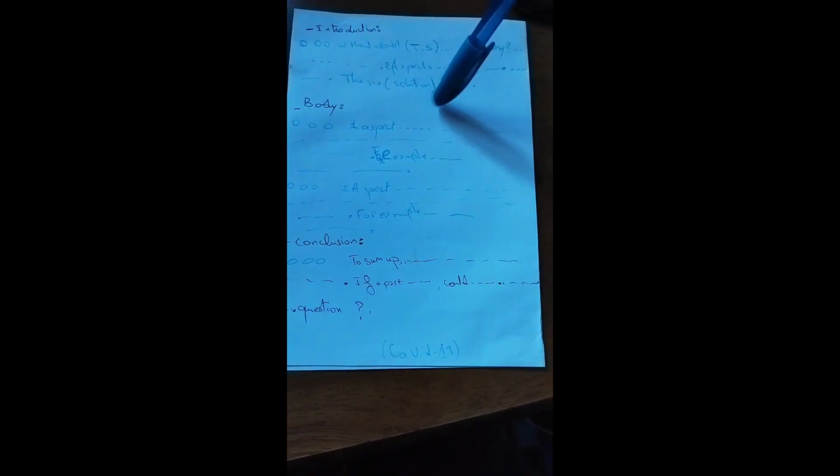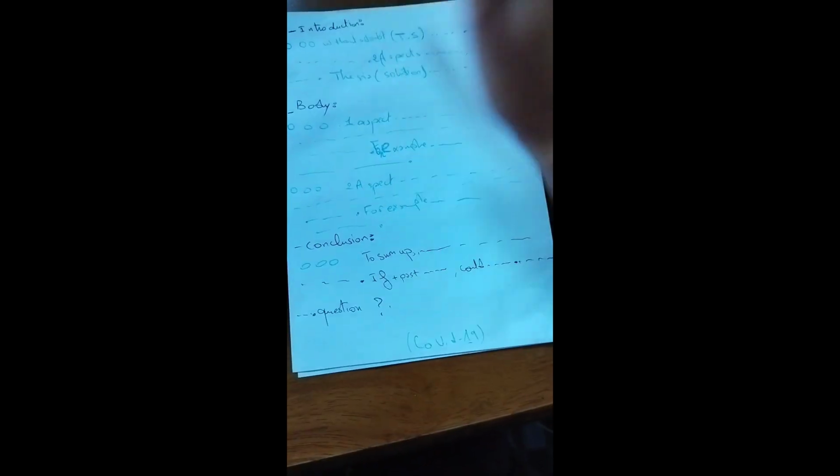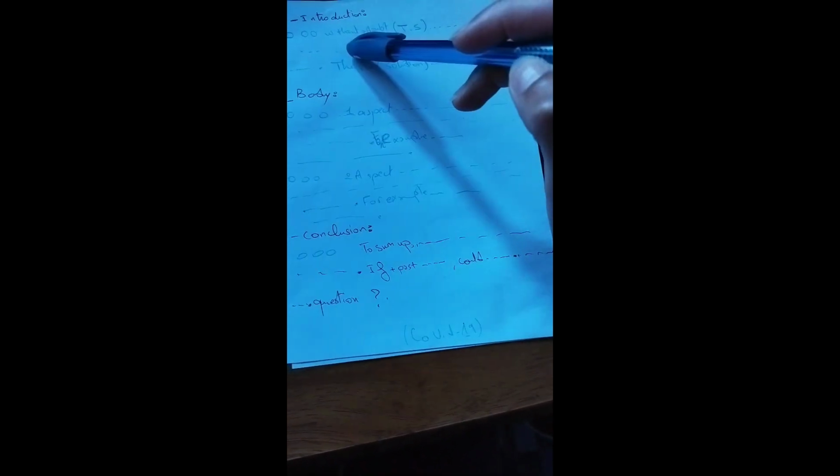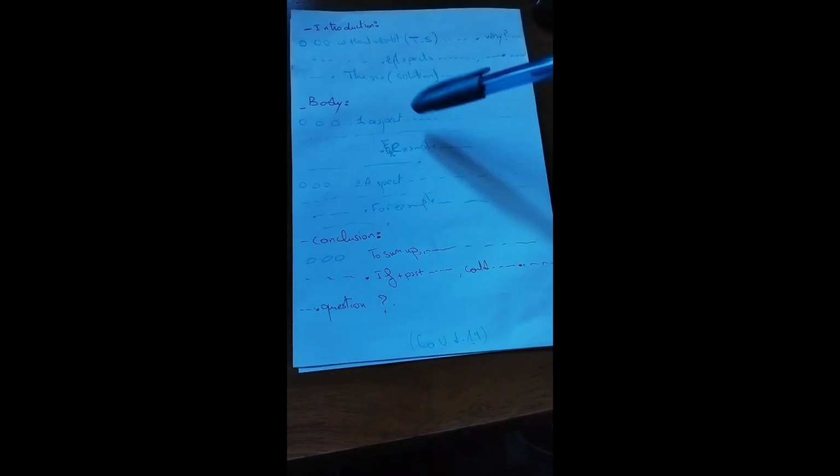Then you move to the thesis, where you should mention some solution. Therefore, we urge the government, or the government should take initiatives to solve this problem. Anyway, a solution. This is the introduction. It's composed of four things: the topic sentence, the why, the two aspects, and the thesis.